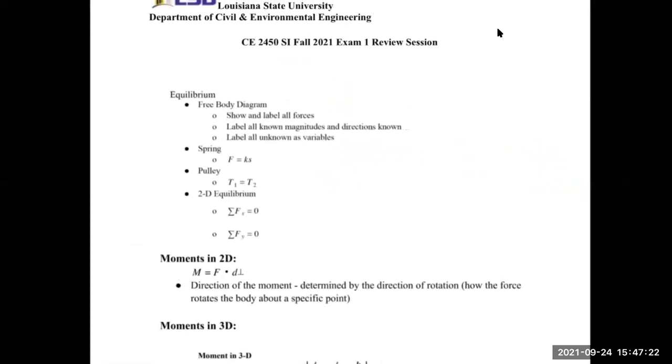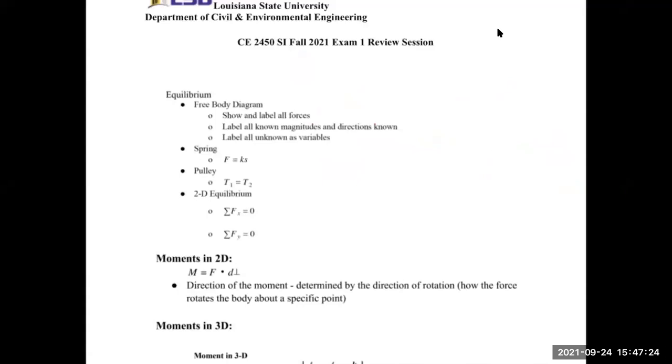Next thing is equilibrium, which is the stuff from chapter 3. For those kinds of equilibrium problems, the first thing you have to do when you look at them is draw the free body diagram. This is very important. He will take points off even if you get the right answer and do all your steps, but forgot to draw the free body diagram.